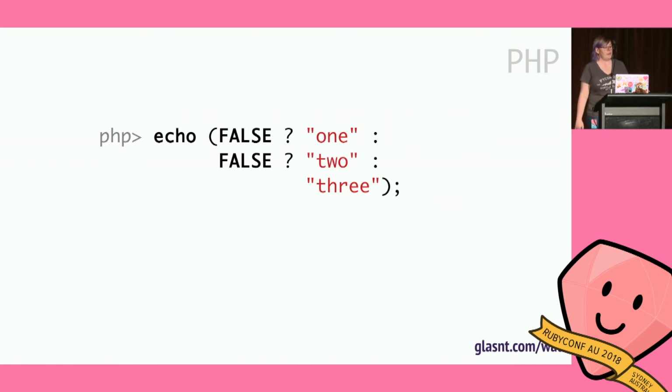So if I have false, 1, false, 2, 3. Hands up if you think it will print 1. Hands up for 2. Hands up for 3. 3. If I change it to false 1, true 2 or 3, hands up for 1, hands up for 2, hands up for 3. 2. If I change it again to true 1, true 2, 3, hands up for 1, hands up for 2, hands up for 3.